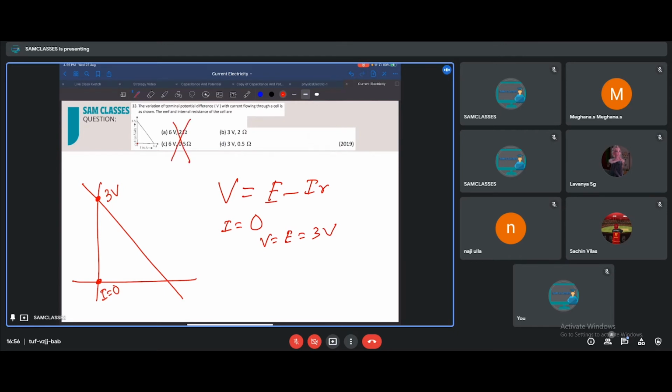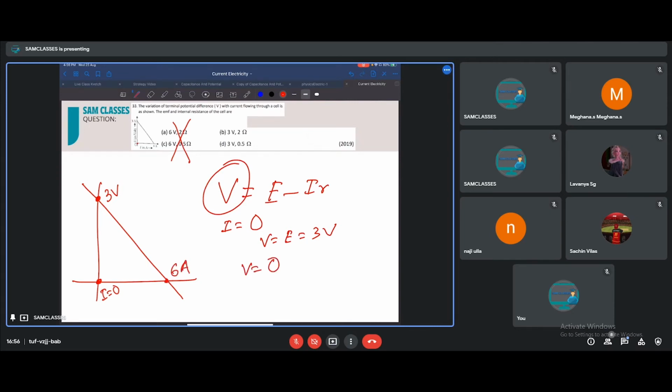Now we need to find the resistance also. Let's see. When V is equal to zero, what is the current value they have given?